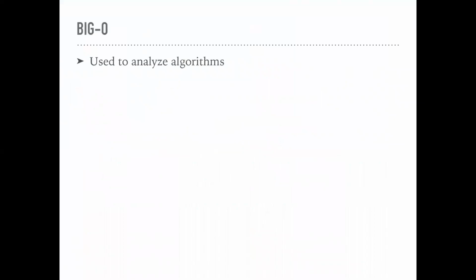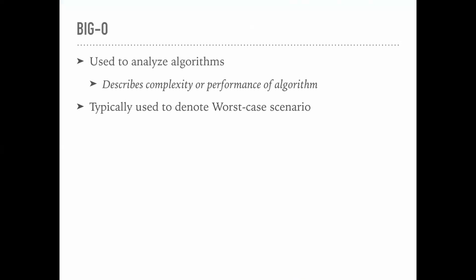Now let's talk about this. Big O. This is a function, this is a mathematics thing, okay? This is to analyze algorithms and data structures. For example, I'm going to show you an example right now, but it describes the complexity of the algorithm. They're typically used to show the worst case scenario.